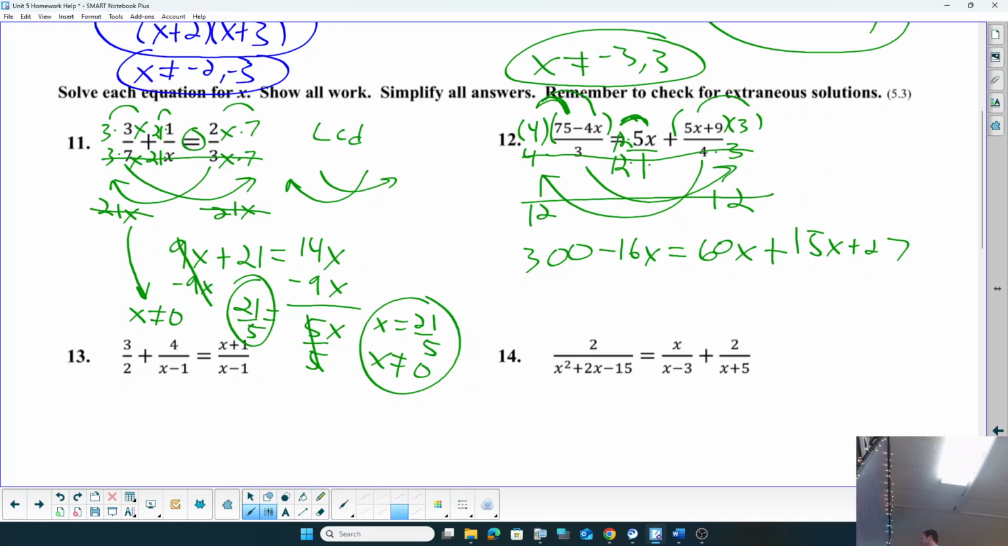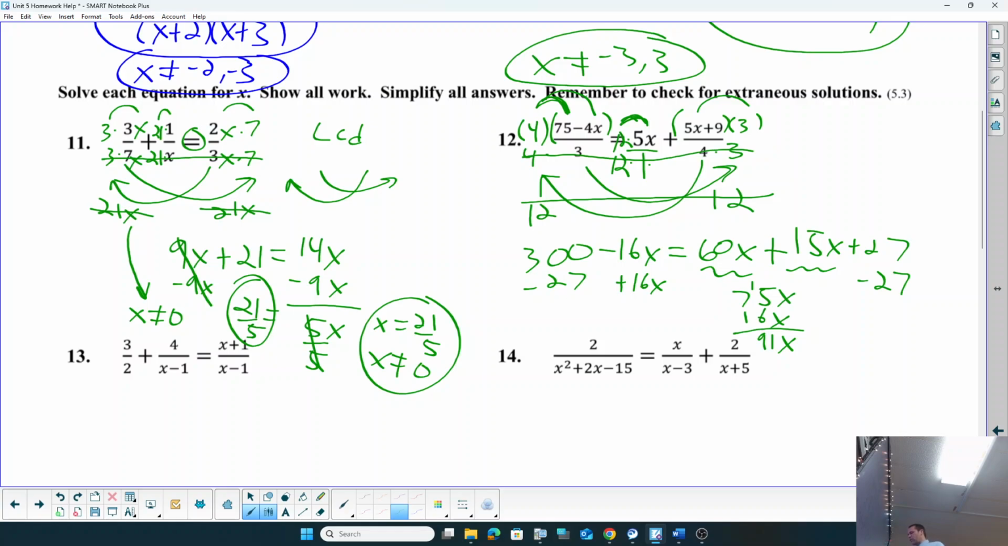So now we need to combine like terms and solve for x. So 60 plus 15 is 75x, plus 16x to this side as well. And we get 91x. That's a crazy answer there. Okay, and then we're going to go ahead and minus 27 over to this side.